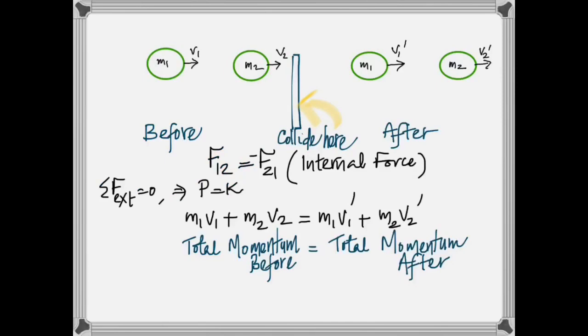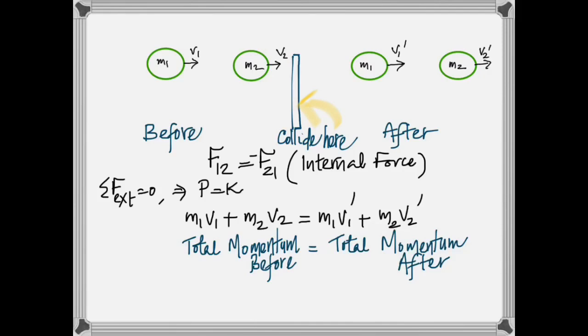Okay, so right now, you see a collision taking place on the screen. There are 2 objects. What are their masses? M1 and M2. What velocities are they moving at before collision? V1 and V2. And then they collide.